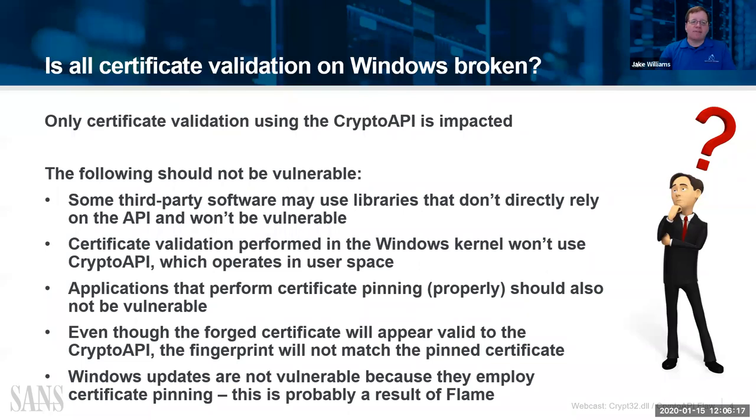But there are a lot of spots that aren't vulnerable. Some third-party software uses libraries that don't directly rely on the API. Those won't be vulnerable. Certificate validation performed in the Windows kernel, I shouldn't say there's not a lot of this. The majority of the certificate validation occurs in user space. Because CryptoAPI sits in user space versus kernel space, basically the kernel space stuff is not broken at all.